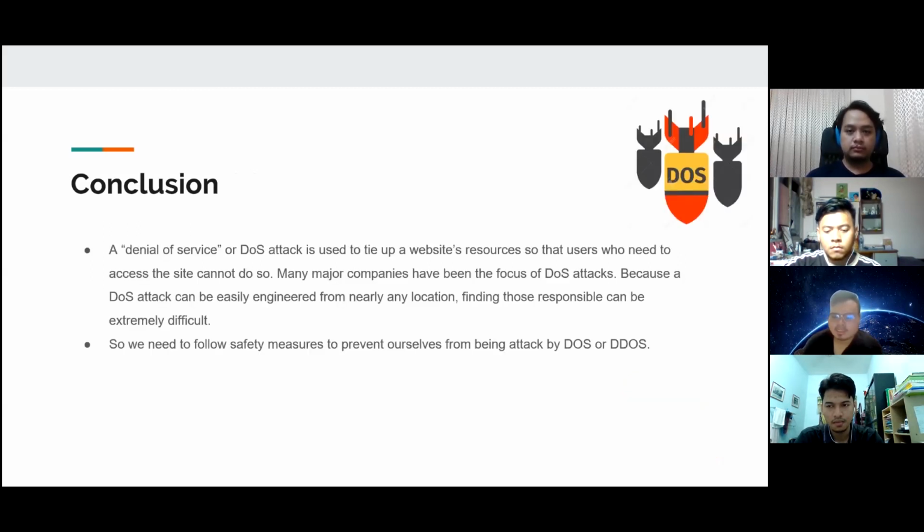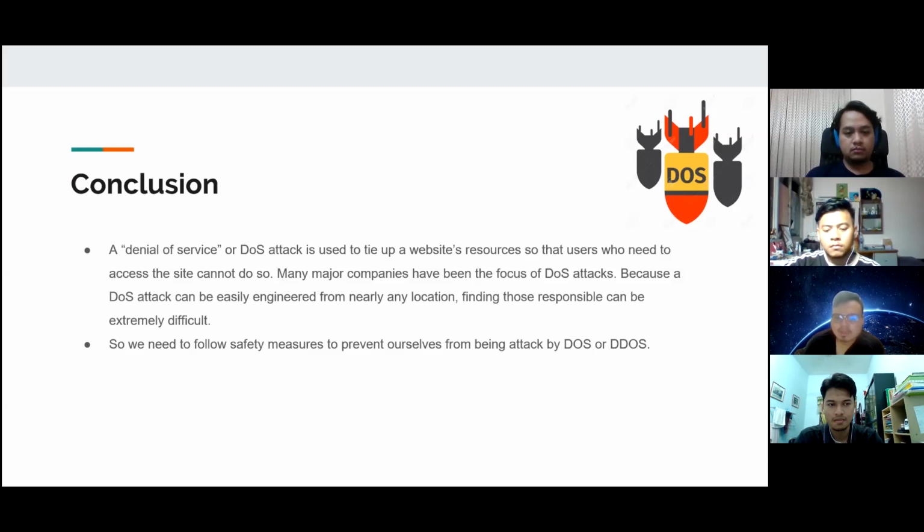So guys, as a conclusion, a denial of service or DOS attack is used to tie up a website's resources so that the users who need to access the site cannot do so. Many major companies such as GitHub, as I already explained, have been targeted by DOS attacks because a DOS attack can be easily engineered from nearly any location. Finding those responsible can be extremely difficult.